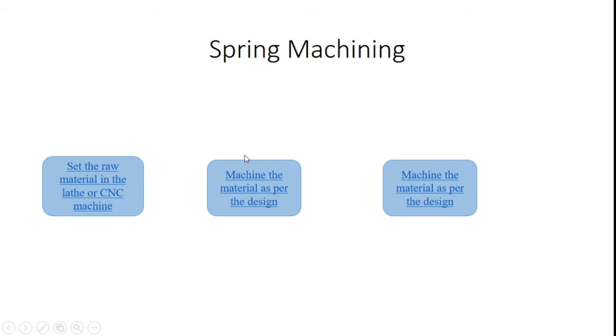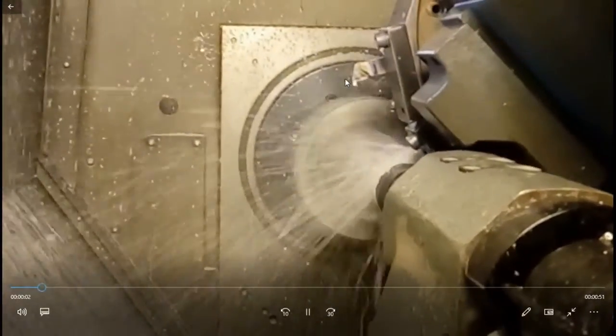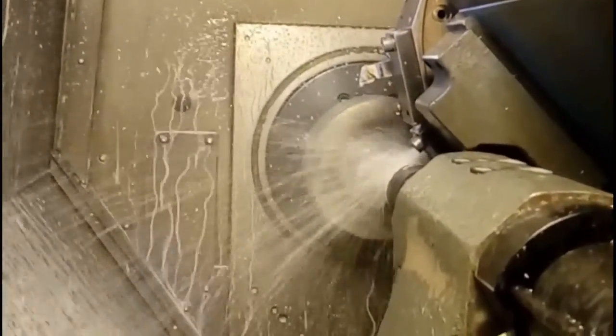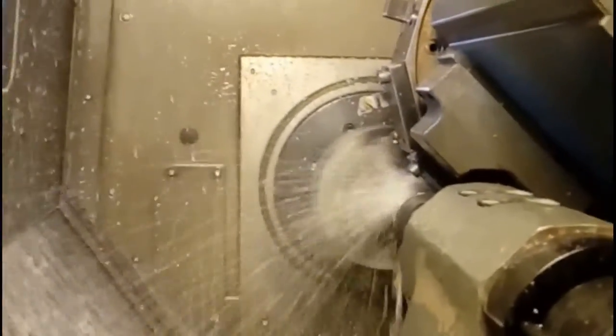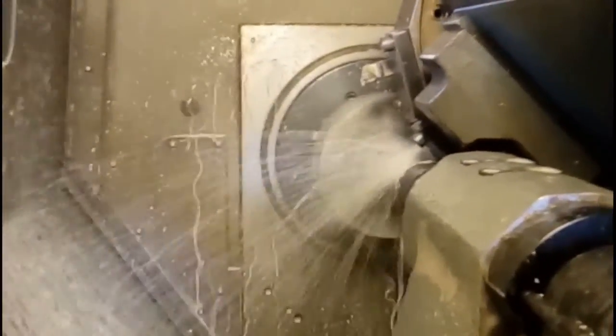Now let me see how do I fix the job on the lathe, how do we turn the job, and how do we make the final spring. Let me show with this video. The normal CNC turning operation I have carried out for turning and forming the threads on the workpiece. The turret is moved on the workpiece.